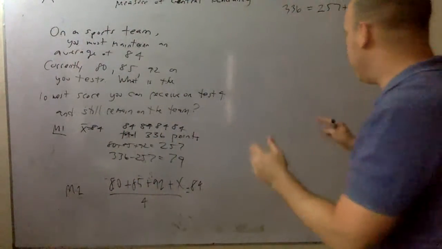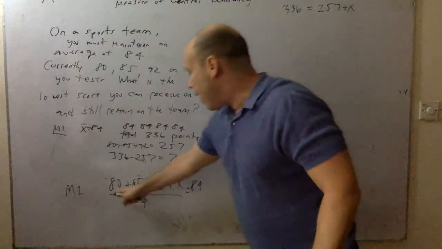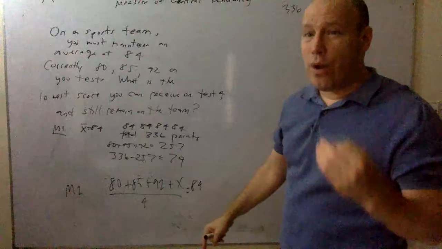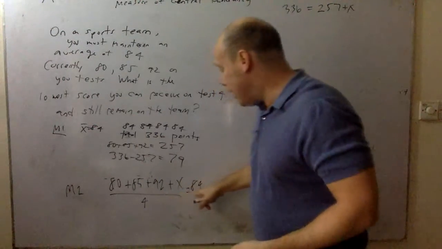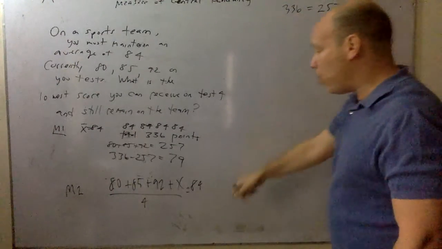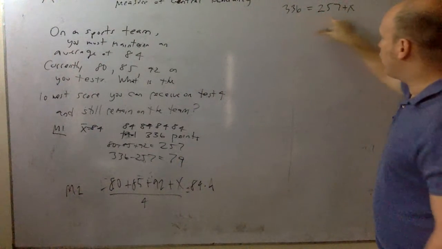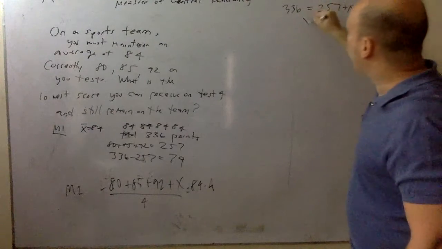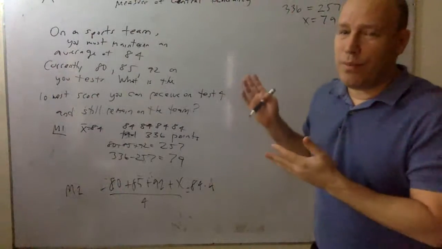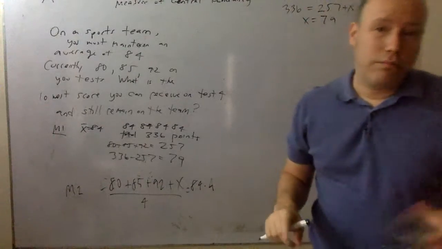Sorry about that. So the idea is, once again, if we write it out algebraically, we add up the numbers, 80, 85, 92, and x representing the fourth score that we don't know. Divide this by 4, that should equal 84. We multiply both sides by 4. So we have 336 equals 257 plus x. Solve for x, we have 79. So 79 is the lowest score this student can get in order to stay on the team.